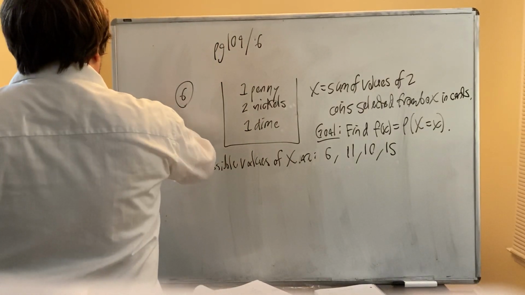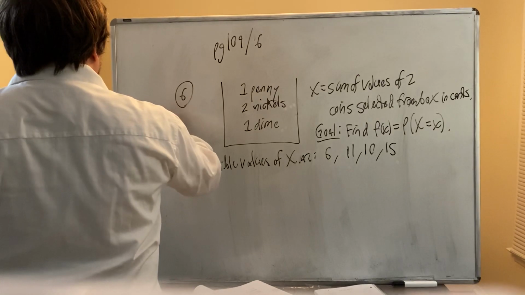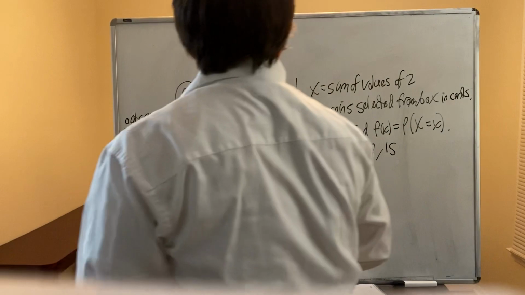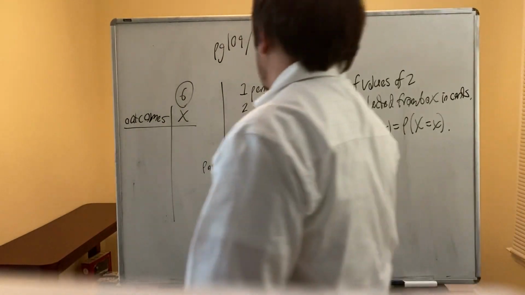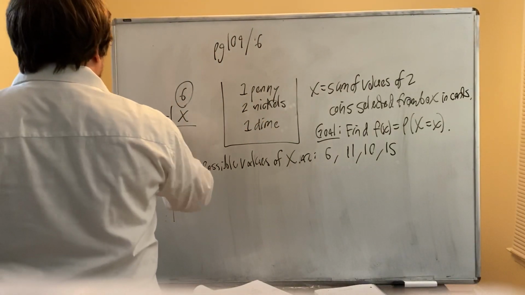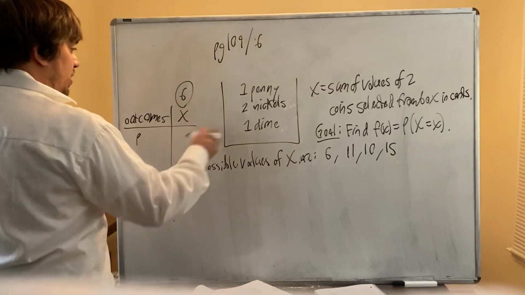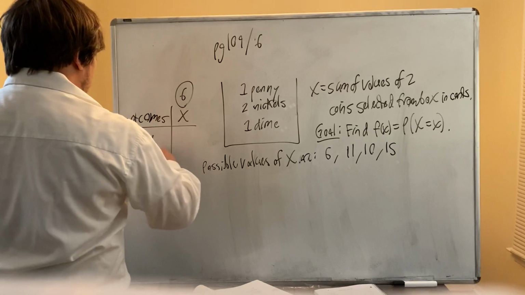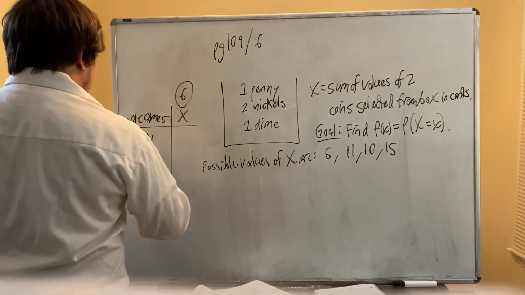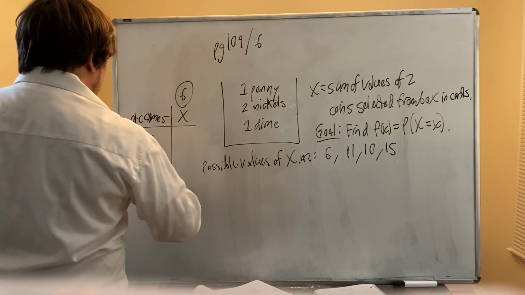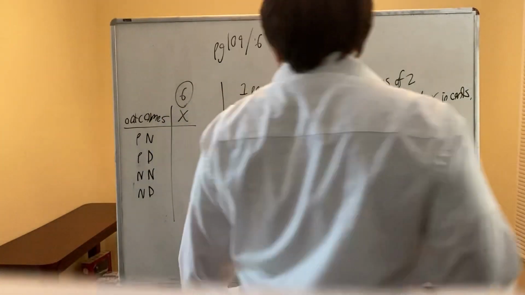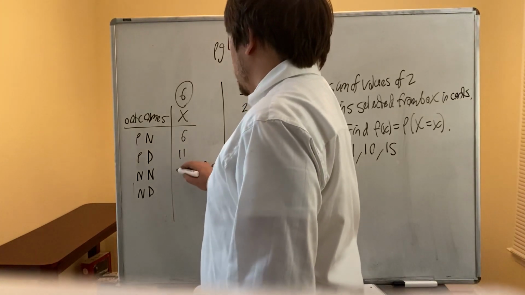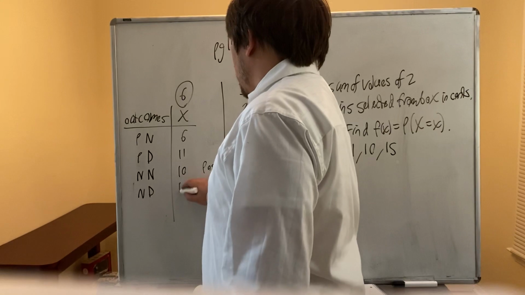And so I'm going to put the outcomes of the experiment, and then I'm going to put the value of X here, which is the sum of the 2 coins selected. P is going to be penny, N nickel, and D dime. So the outcomes are a penny and a nickel, a penny and a dime, a nickel and a nickel, or a nickel and a dime. Those are the 4. So penny and nickel is 6 cents, penny and dime is 11, nickel and nickel is 10, nickel and dime is 15.